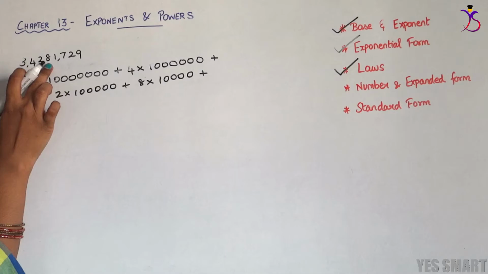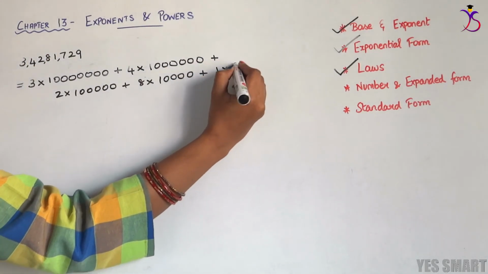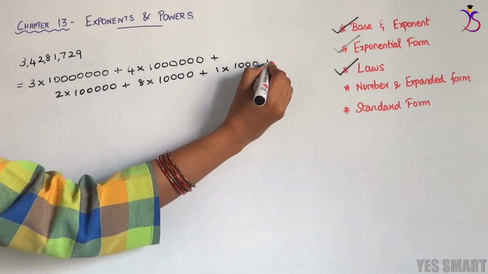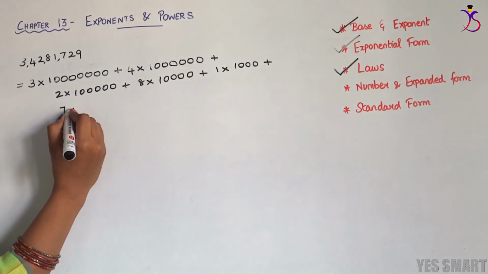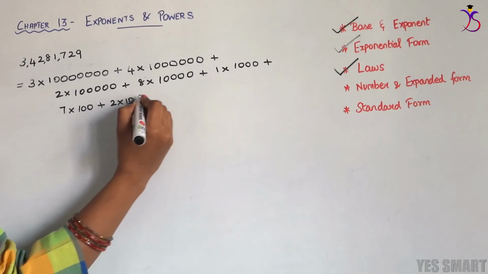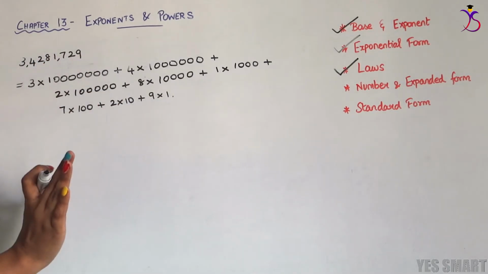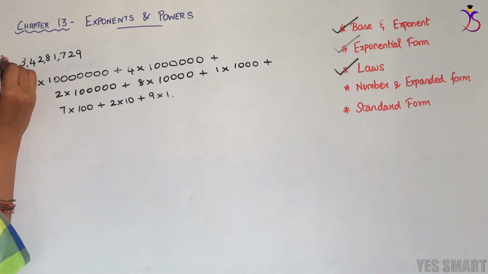If you look into the number place, the position of 8 is also in ones, tens, hundreds, thousands, ten thousands place. So we are writing 8 into 10,000 plus 1 into 1000, because 1 stands in the 1000 place, plus 7 into 100 and plus 2 into 10 plus 9 into 1. So this is how we will be expanding a given number according to its position.